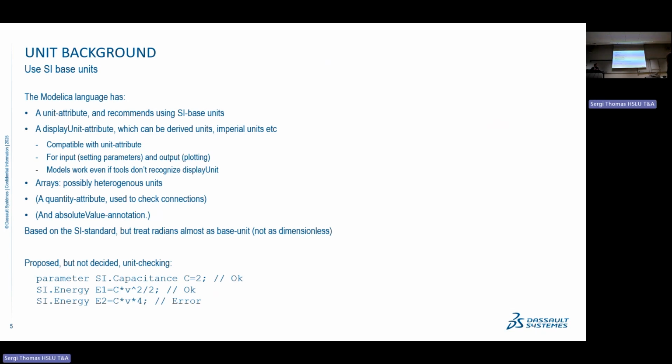And then we have a proposed but not decided unit checking from Francesco Casella, so that you can write capacitance C equals 2, and the 2 has the correct unit. If you say energy is C times V squared divided by 2, the two 2's here have implicitly the unit dimensionless, so we have unit 1, and then it works. And you can't get the unit for this 4 here. It could be 4 volts, and then it would work, but we don't. That's disallowed by this proposed unit checking, because you don't want those mistakes.